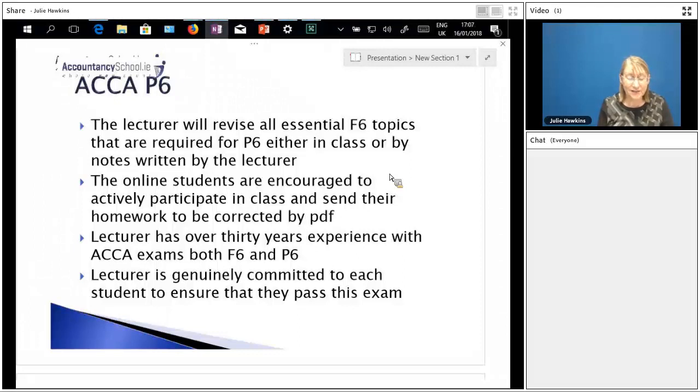Obviously, I've had over 30 years experience teaching ACCA, both F6 and P6, and I am genuinely committed to each and every student that comes into my classroom to ensure that they do pass this exam.